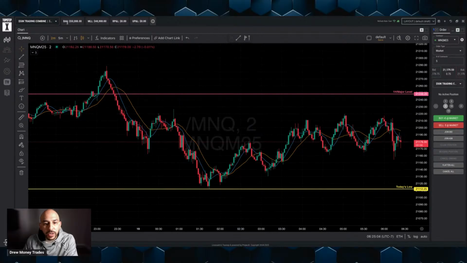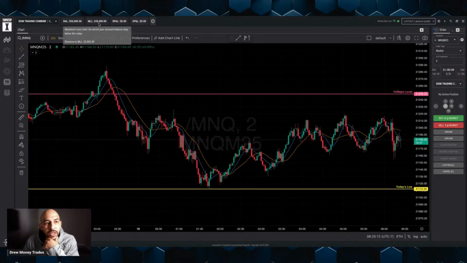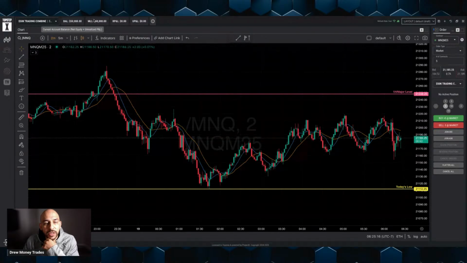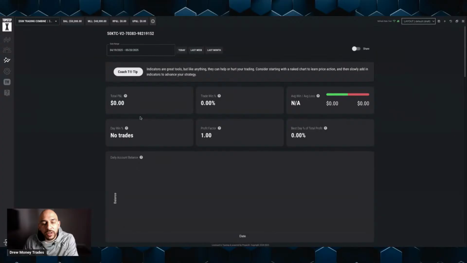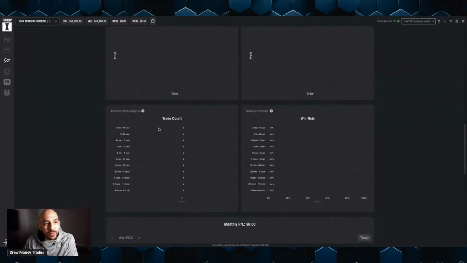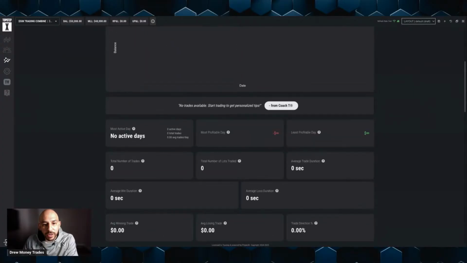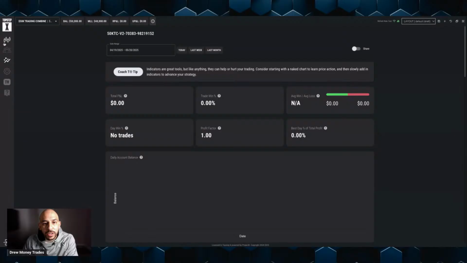This is a brand new account. It's a $50,000 account, but it's not $50,000. It's $2,000 worth of trading because my max loss I can get to is 48. So 48 to 50, that's 2,000. My profit target's 53K. As you can see, my performance stats, there's nothing. It's a brand new account.